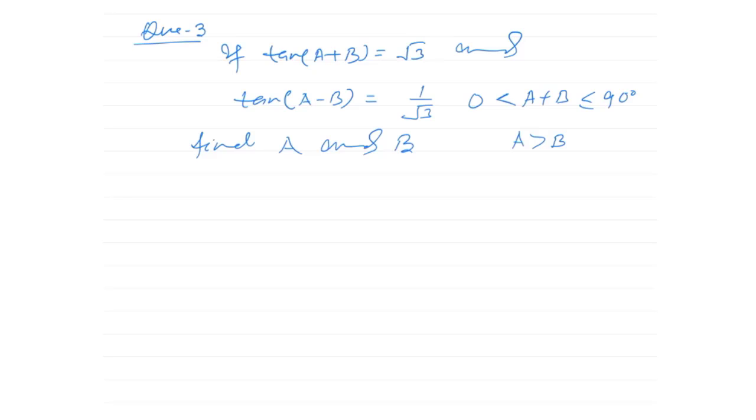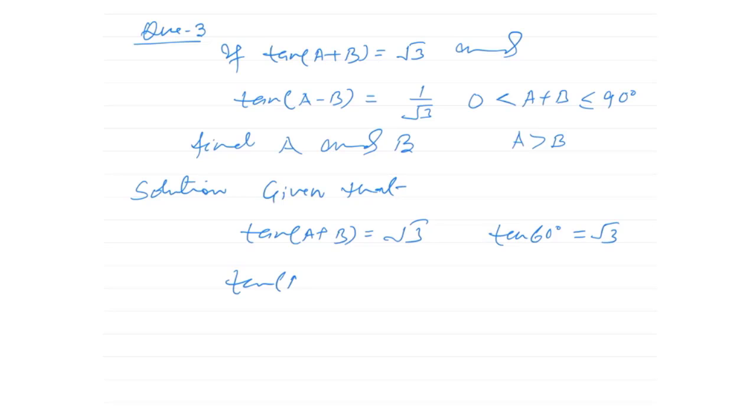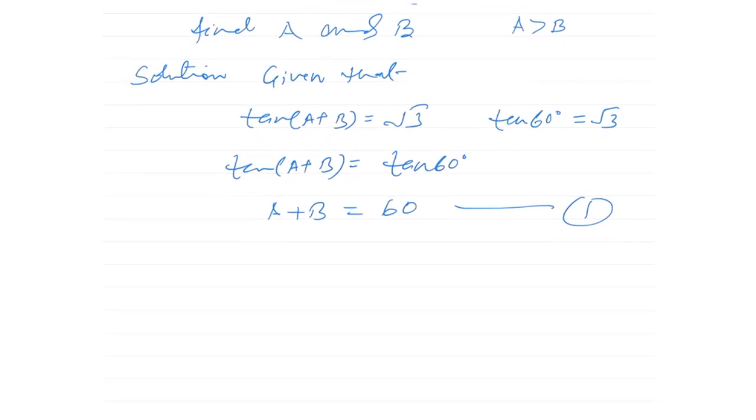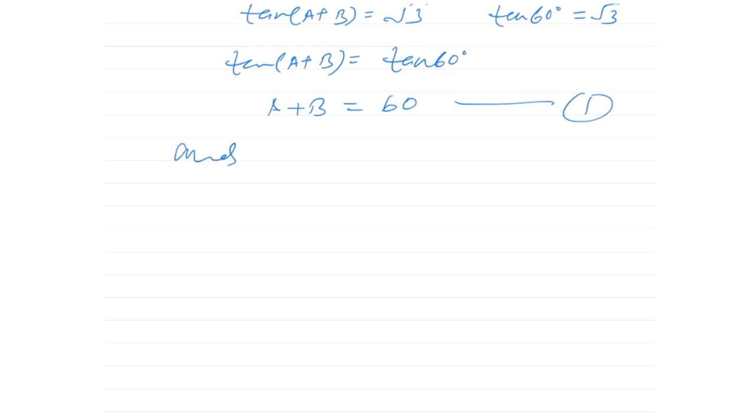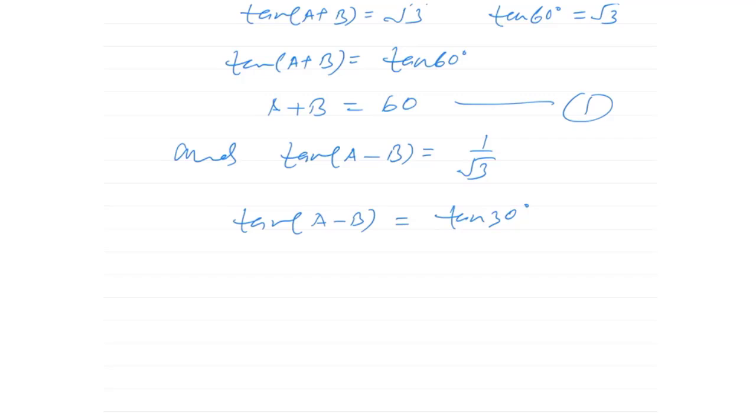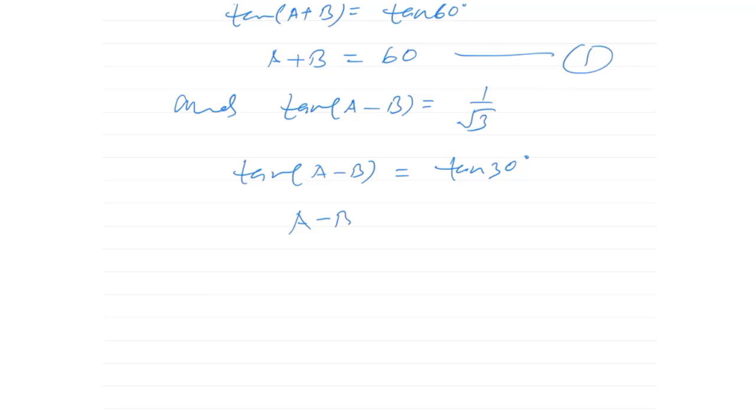In question number 3, here given tan (A plus B) is equal to root 3, and we know that tan 60 degree is root 3, so we can write here tan (A plus B) is equal to tan 60 degree. So we can write here A plus B is equal to 60 degree. Now let us suppose that this is equation 1, and tan (A minus B) is equal to 1 upon root 3 is given, and we know that this is the value of tan 30 degrees. So we write here tan (A minus B) is equal to tan 30 degree. So we can write here A minus B is equal to 30 degree. And let us suppose that this is equation 2.